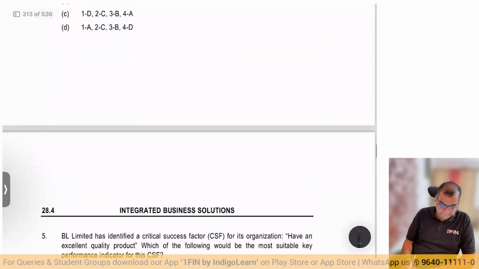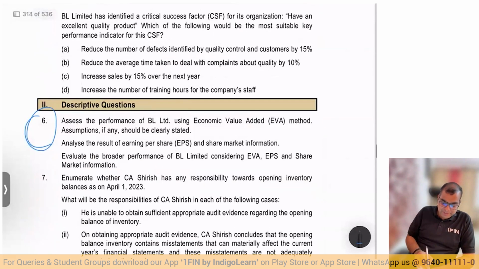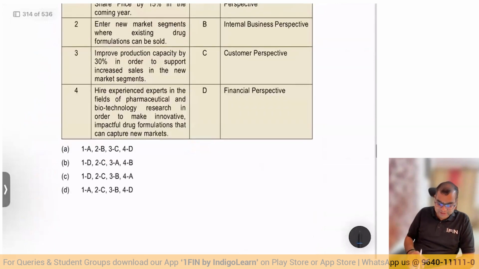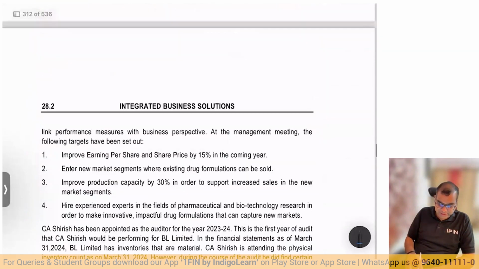Then assess the performance of BL using EVA. Assumptions, if any, should be clearly stated. Analyze the results of EPS and share market information, and evaluate the broader performance of BL considering EVA, EPS, and share market information. So they've given some data here. What is the data that they've provided here?